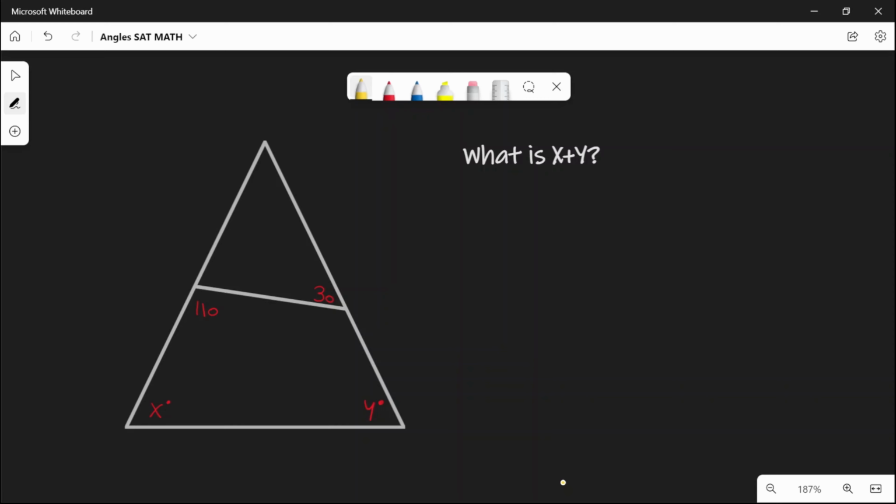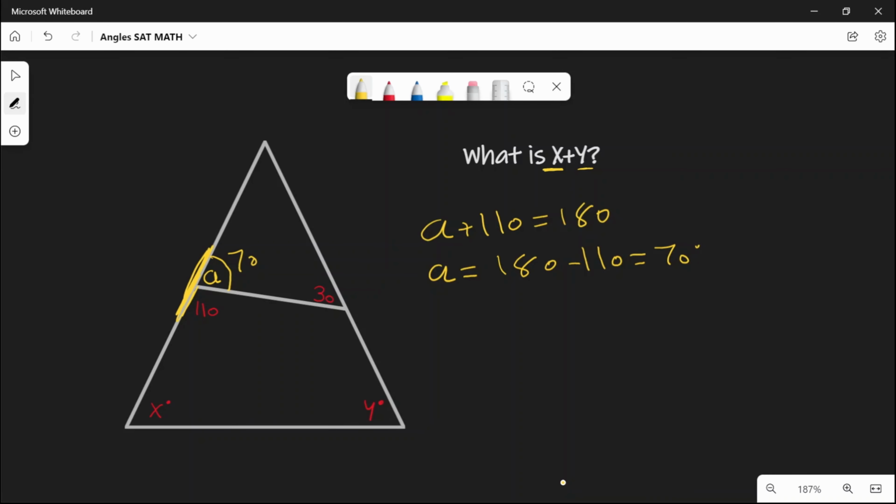What about this example? What is the value of angle X and angle Y? So in order to solve the question, we should find the value of this angle here. Let's say angle A. We know that angle A and 110 are both based on the same line. So A plus 110 is equal to 180. So the value of angle A is 180 minus 110, which is equal to 70 degrees. So this angle is equal to 70.